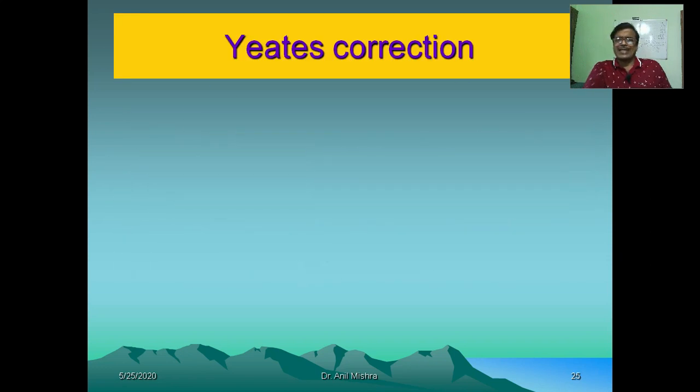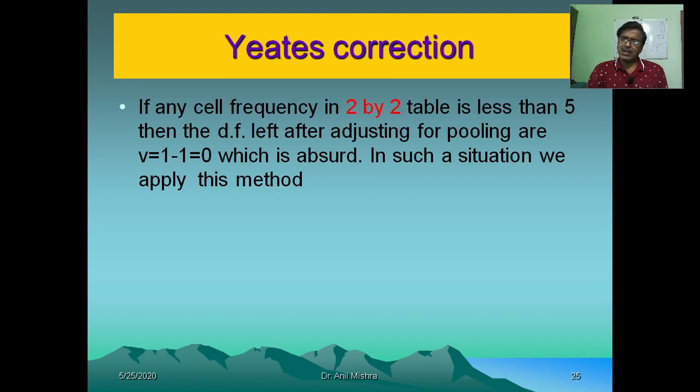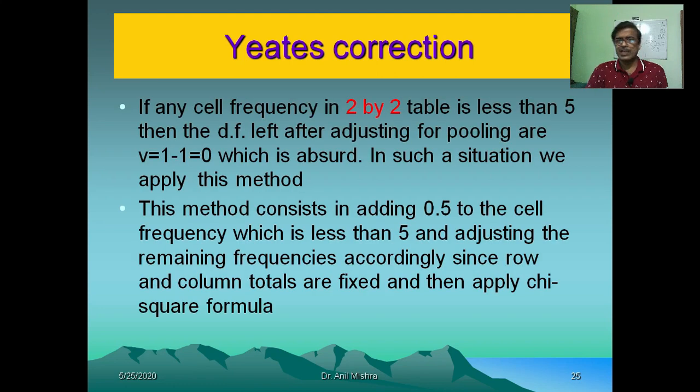Now, what is Yates correction? Actually, Yates correction, as you know, is applicable only in case of a 2 by 2 contingency table, not in any other type of contingency table. And where will it be applied? If any particular observed frequency is less than 5. Inside the 2 by 2 table, any particular cell, like either A, B, C or D, if any one is less than 5, then we have to apply Yates correction.